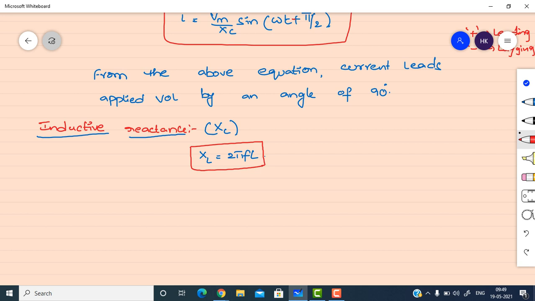Inductive reactance is nothing but, see, if there is a resistor, what is the property of the resistor? Resistor will oppose the flow of current. So resistor has a property of resistance which opposes the flow of current. In the same way, inductive reactance is a property of an inductor which opposes the flow of alternating current. This comes into picture in the case of AC quantity only. So whenever alternating current is flowing through the inductor, this inductive reactance opposes those changes, or it opposes the alternating current.